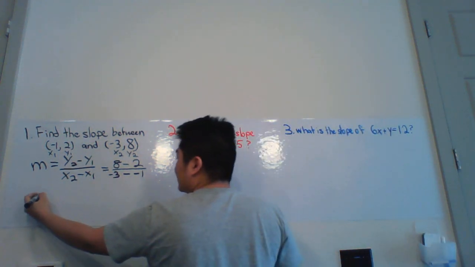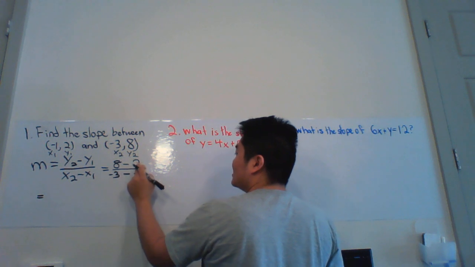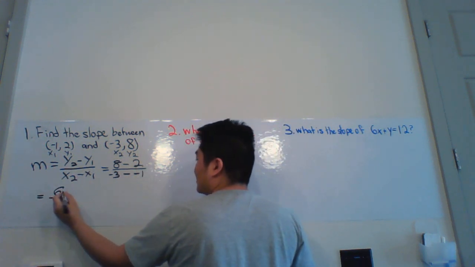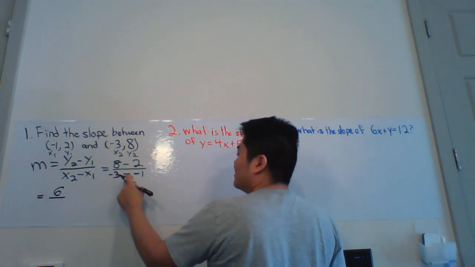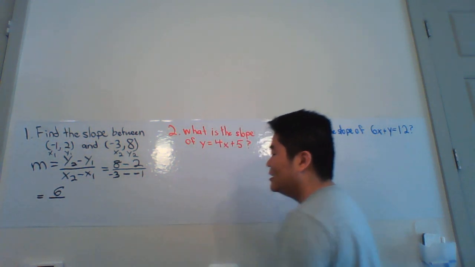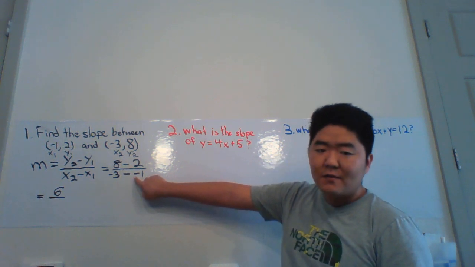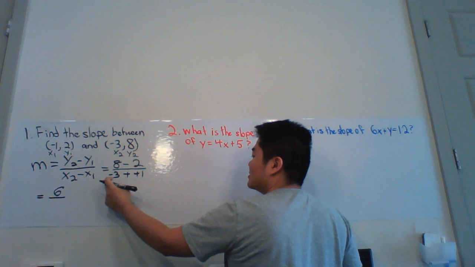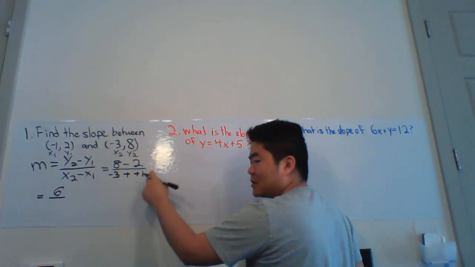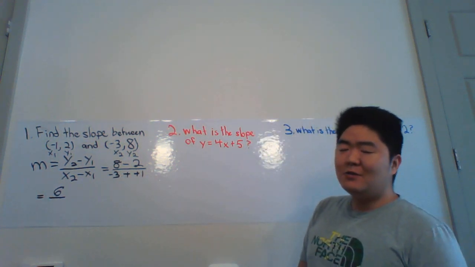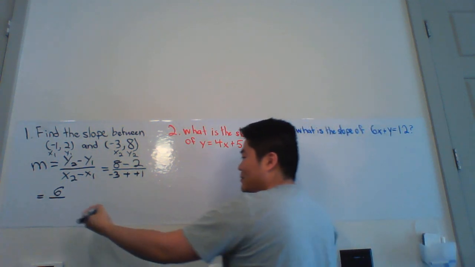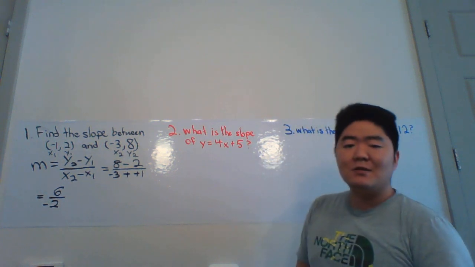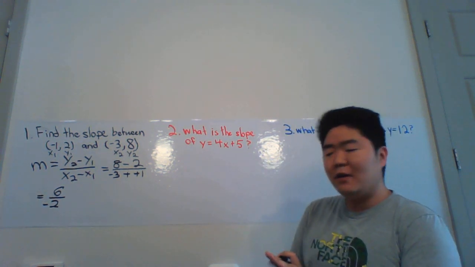Then I'm going to go ahead. I have 8 minus 2 on top. That's 6. And then on bottom, I have -3 minus a -1. If you have a minus a negative number, think of it as they both become a plus. So -3 plus 1. Now, please do not say -4 because it should be -2. Remember, if they're opposite signs, you have to take away from the numbers.